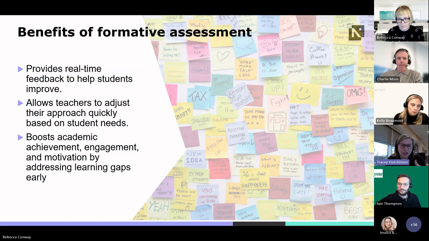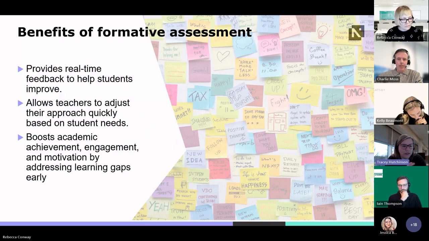It also allows us to adjust our approach quickly, whether we need to slow down, speed up, or support understanding in a specific area. It really helps teachers understand how students are performing in real time, and it can help us modify our lessons and provide additional support where needed. Ultimately, it boosts academic achievement, engagement, and motivation, which is really key for your students' success in this technical qualification. And it helps identify and address learning gaps so that students feel supported and motivated, builds their confidence, and encourages them to stay engaged within the material.